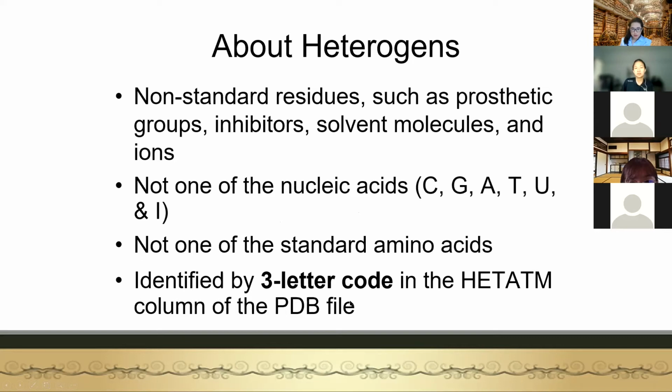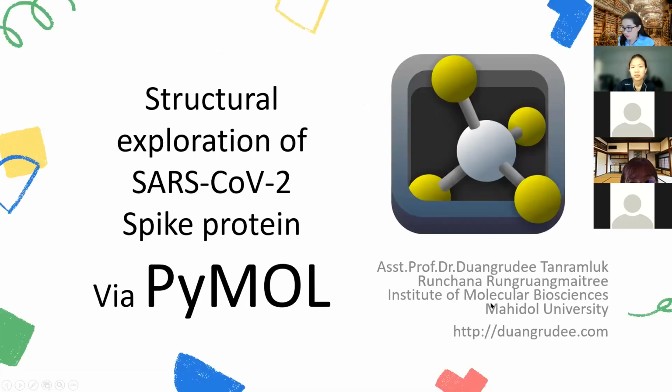So heterogens can be searched in the web server that I created. In the research highlight, we will show that there will be one group that shows the server called Manora. I will demo a little bit on Manora, and then we will have time for spike protein. So, so far, is there any question before we continue with the structural exploration of the SARS-CoV-2 spike protein using PyMOL?